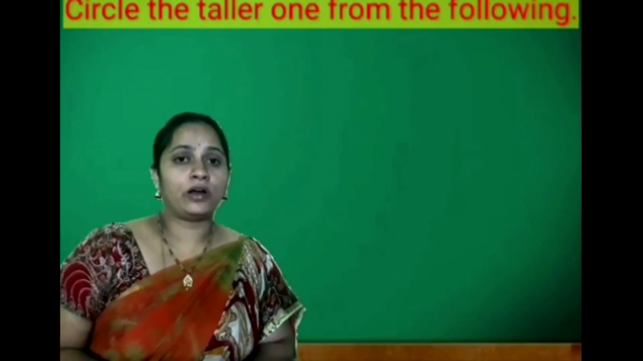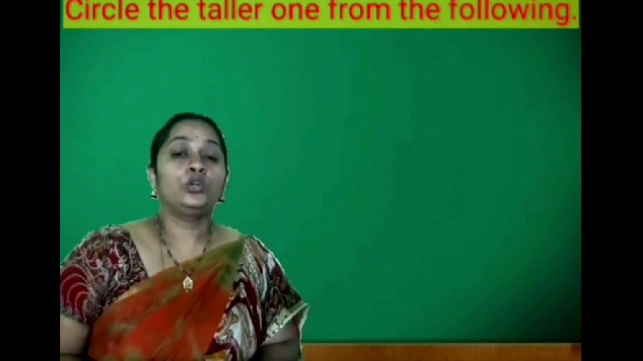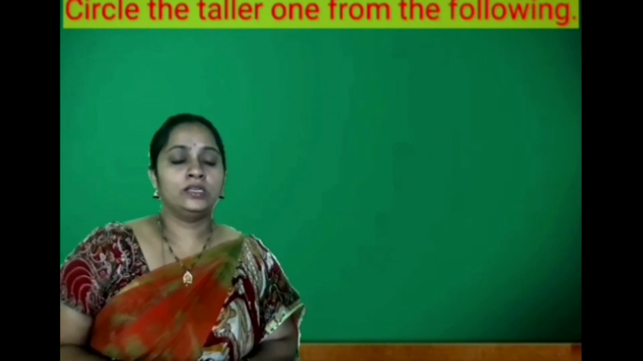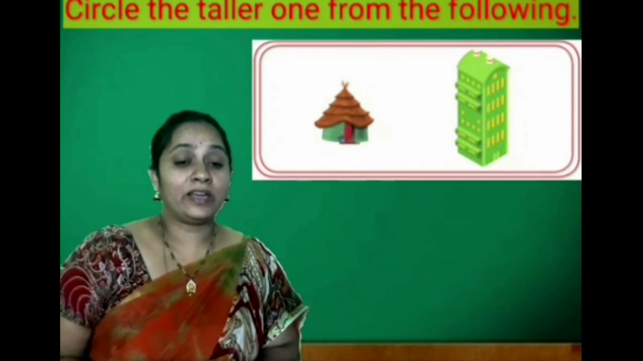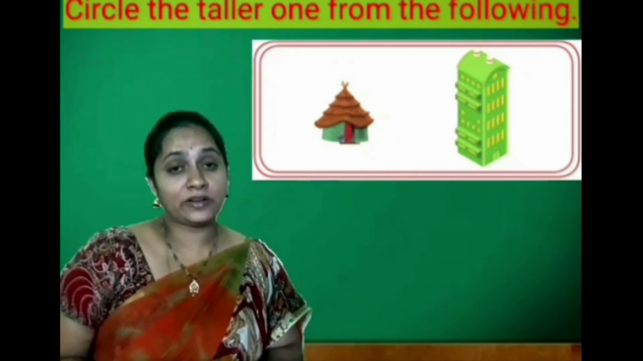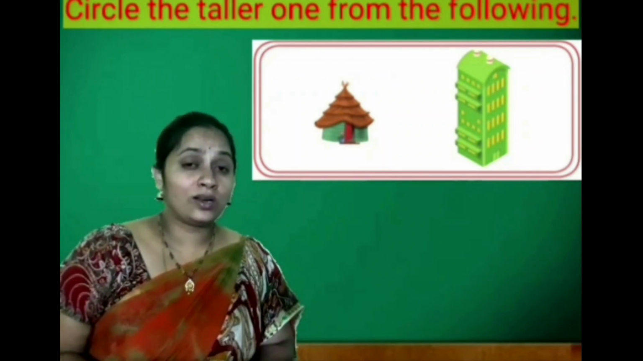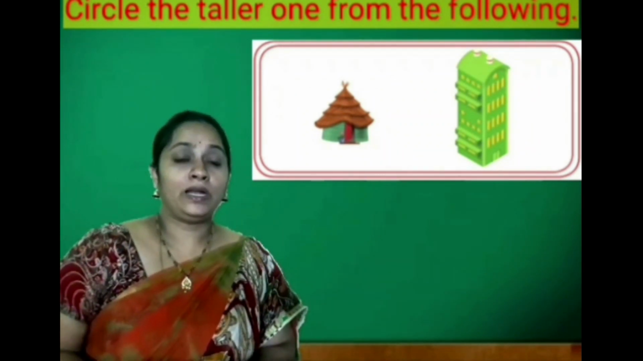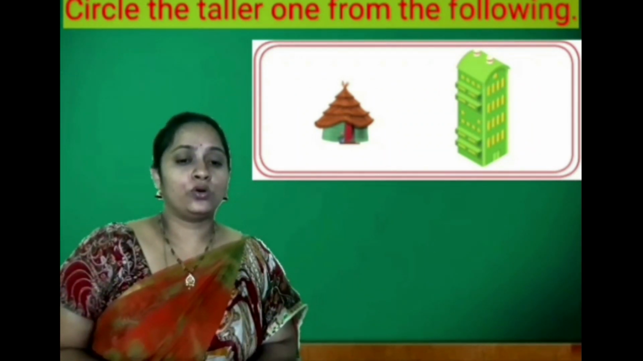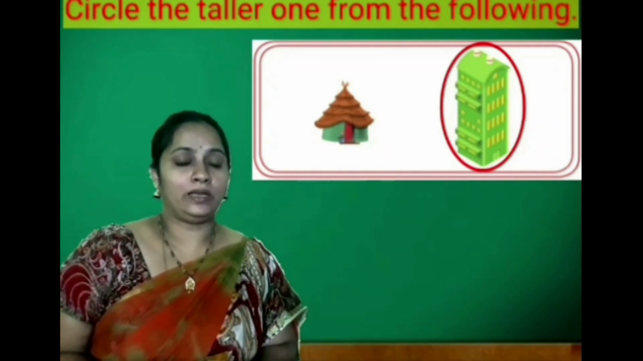Very good. Now coming to the fourth one. Circle the taller one from the following. See children, here we have a hut and a building in the first box. So in these two objects, which one is taller? Yes, the building is taller. So we have to circle the building.